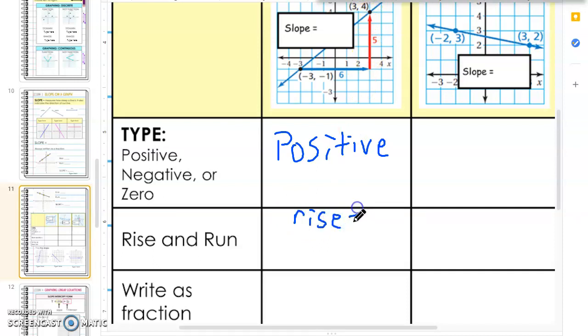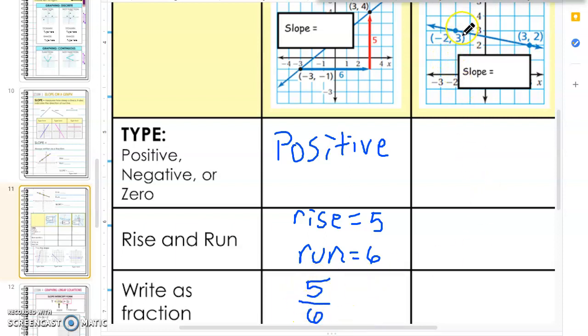Rise equals 5. And my run is how many over? And they told us that it was 6. So my run is 6. So my slope is always written as a fraction, and it's always my rise, which was 5, over my run, which is 6. So my slope is 5/6.